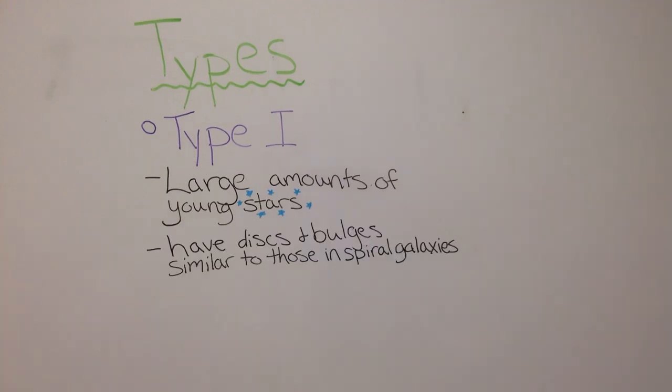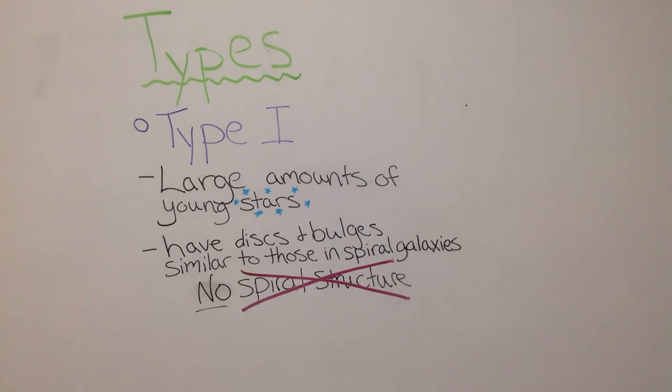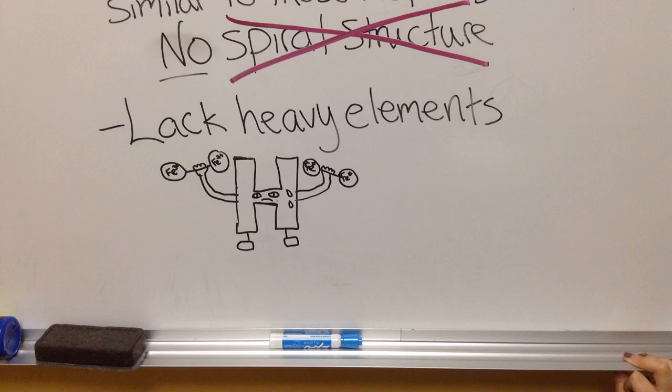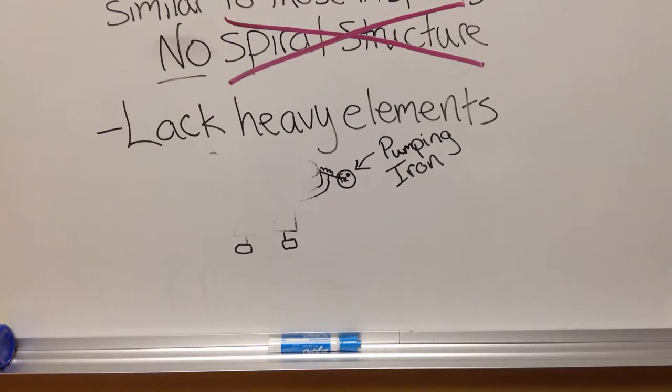They have disks and bulges and are closely related to the appearance of spiral galaxies. The disks, however, do not have a spiral structure. The bulges are located away from the galactic center. They are very primitive galaxies, lacking in heavier elements, so they don't contain anything larger than hydrogen or helium.